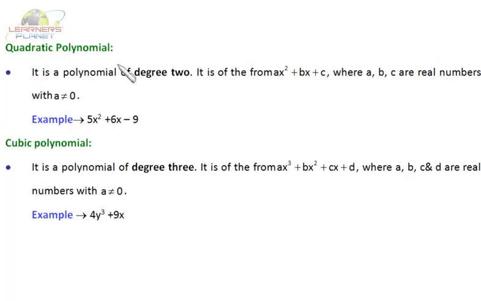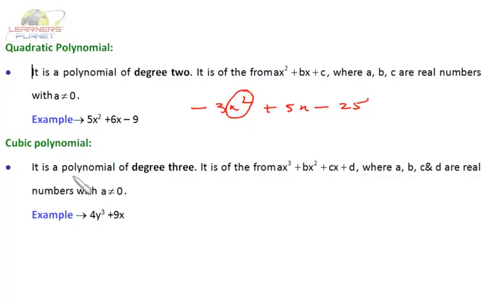Now, quadratic polynomial. It's a polynomial of degree 2. It is in the form ax square plus bx plus c, where a, b, c are non-zero real numbers. Let's have an example: 5x square plus 6x minus 9. Here the variable has the power 2, that is x square. So it's known as a quadratic polynomial, or we can say it's a second degree polynomial. More examples we can take. Just see over here.